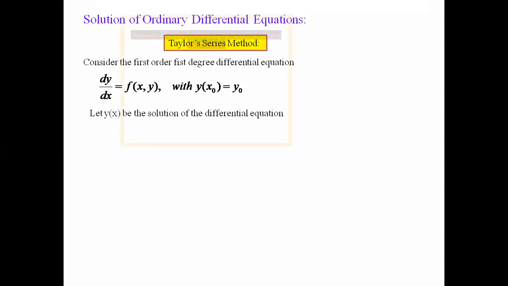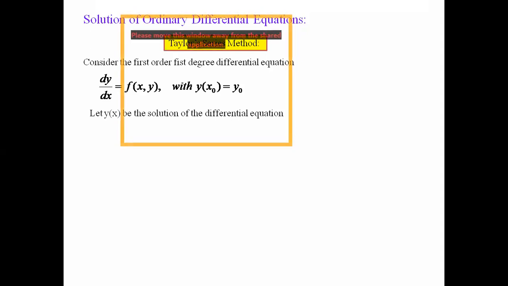Then we can write this function as an infinite series. For that, we use the Taylor series. So how to write the Taylor series for any function y of x, if it is differentiable, about a point x naught, is given like this.